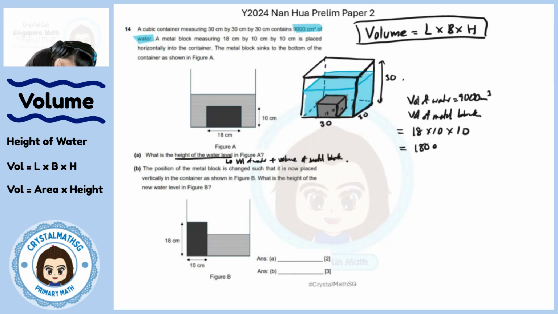So the total volume will give you 1,800 plus your 9,000, which is 9,800. This 9,800, I want to know where is the height. So we need your length times your breadth times your height to give you 9,800. The container is 30 by 30 and I don't know the height. So I leave the height as height, and I find my height.